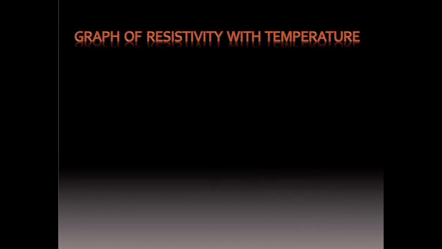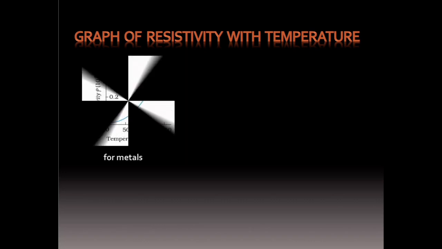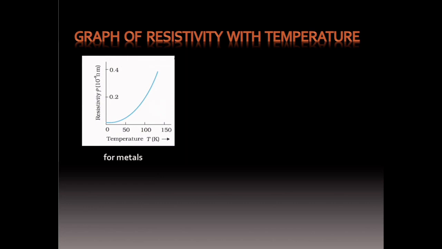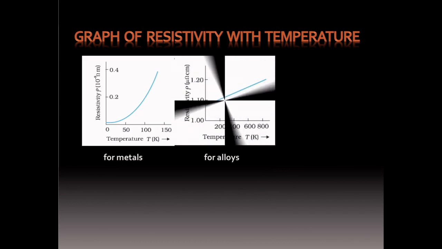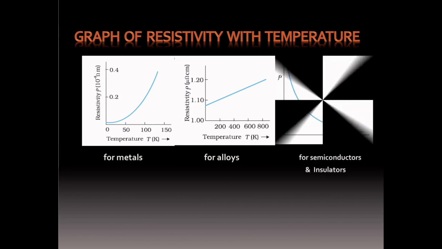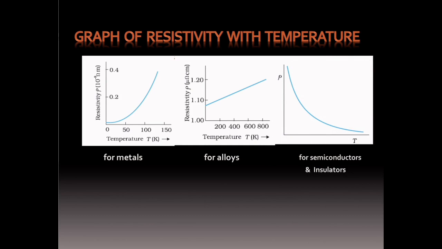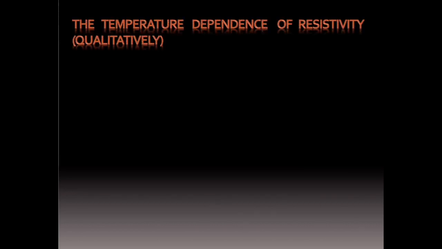Now see the graph of resistivity with temperature. If you plot resistivity versus temperature for metals, it increases. For alloys, if you plot resistivity versus temperature, there is a change, but that change is very small. And if you plot resistivity versus temperature for semiconductors and insulators, it decreases. These graphs are important for CBSE for 1 mark questions.